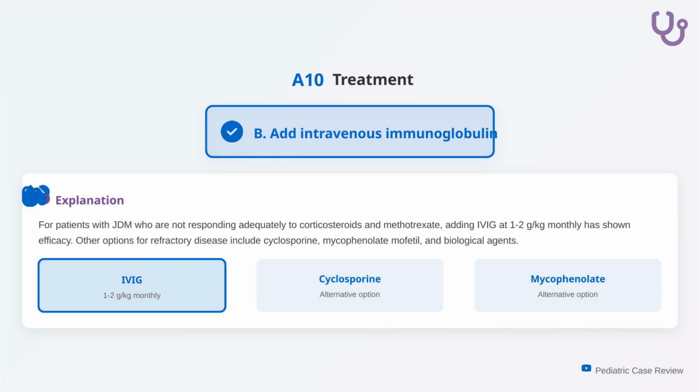Add intravenous immunoglobulin. For patients with juvenile dermatomyositis who are not responding adequately to corticosteroids and methotrexate, adding intravenous immunoglobulin at 1 to 2 grams per kilogram monthly has shown efficacy. Other options for refractory disease include cyclosporin, mycophenolate mofetil, and biological agents like rituximab.